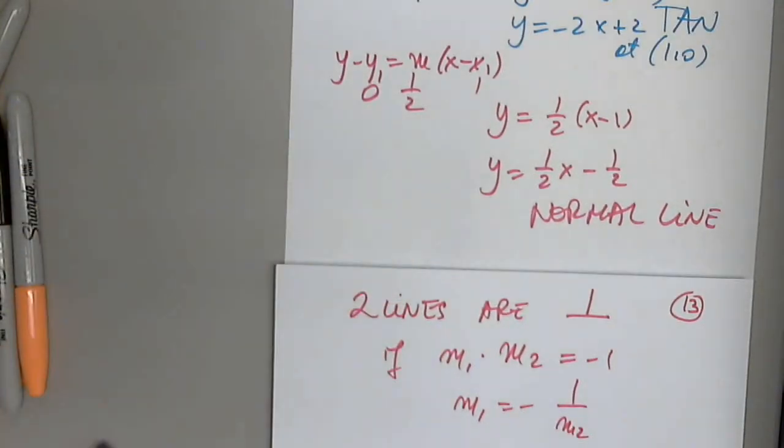Any questions here? Please, yes? So what is M1? If M1 is 5, this is -1/5. If M1 is 1/7, this is -7, so that the product is -1. What if M1 is 2/3? 2/3, -3/2. Yeah, the product is -1.